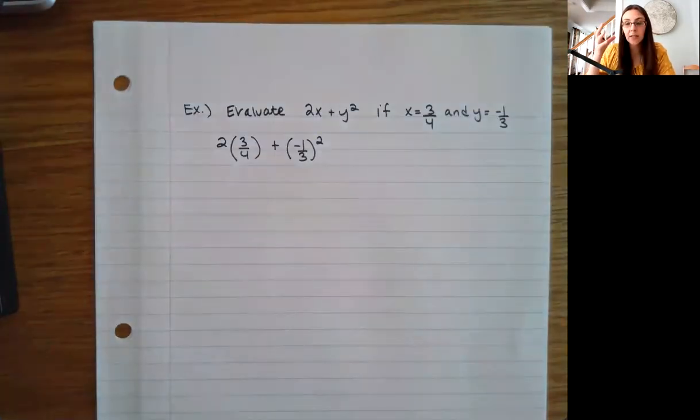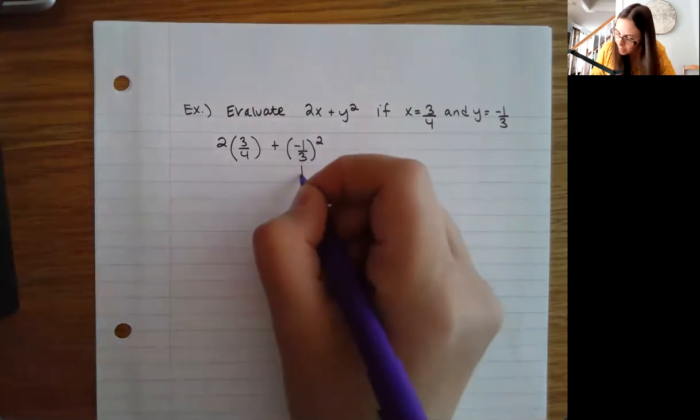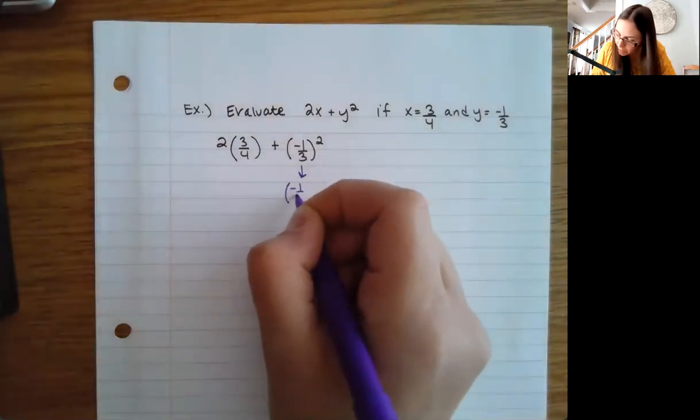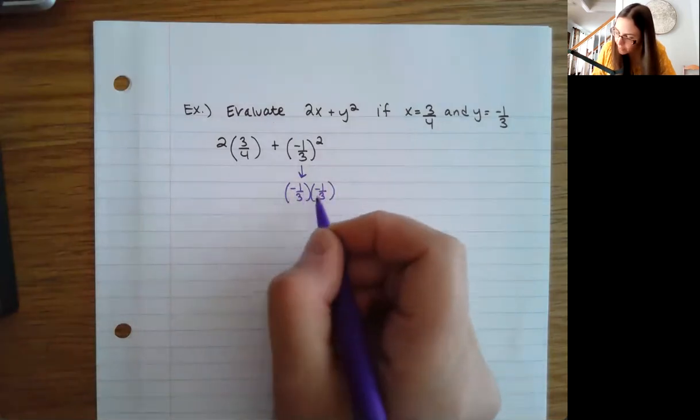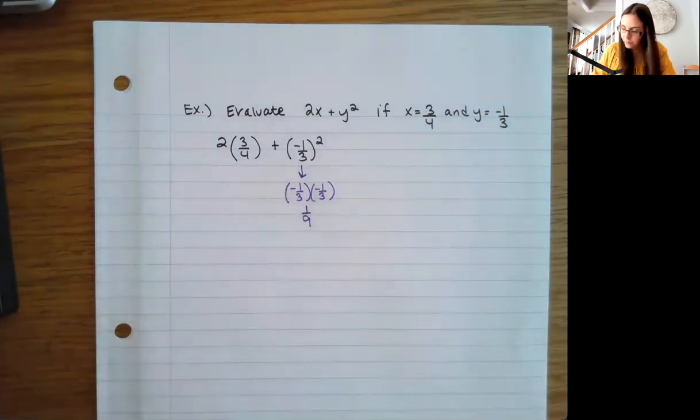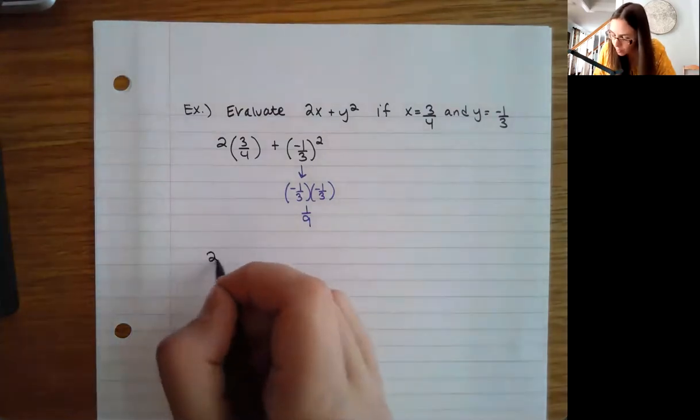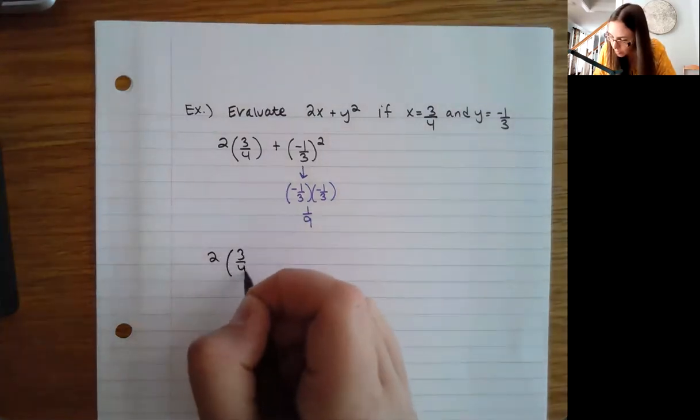So I do have parentheses here, but nothing to do inside them. I am following the order of operations, so I do want to do my exponents first. Now keep in mind that this is in parentheses, so that negative is also going to get multiplied through. So negative times a negative is a positive. This gives me positive 1/9. So my problem becomes 2 times 3/4 plus 1/9.